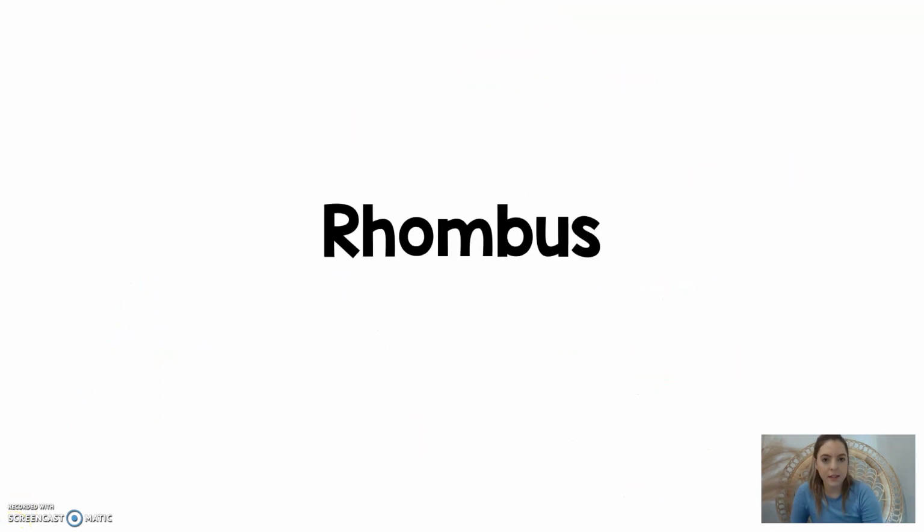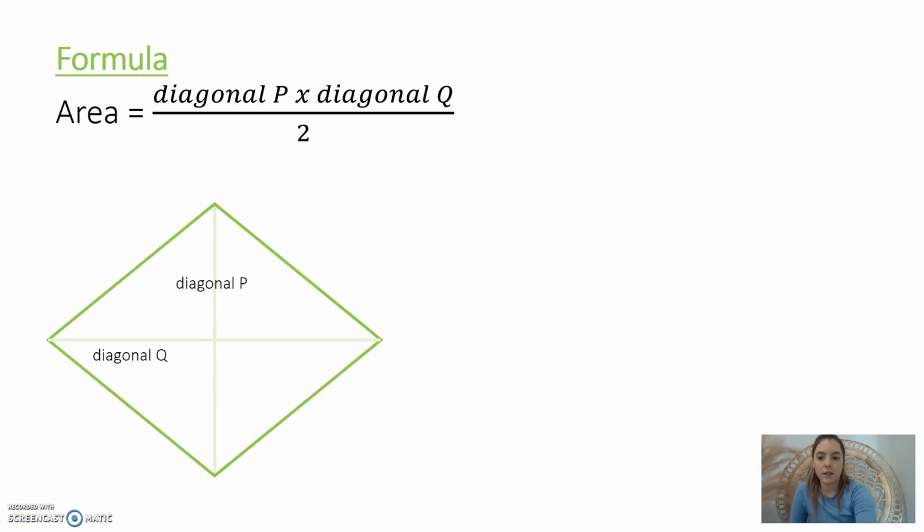Our next shape is a rhombus. So a rhombus looks like a diamond, and instead of using measurements on the outside like we have been, we are now only focusing on the measurements that are on the inside. So we have a diagonal P and a Q. It could be diagonal A and B, it could be P and S, whatever you decide, as long as one diagonal and the other diagonal are being multiplied. So our formula is area equals diagonal P times diagonal Q divided by 2.